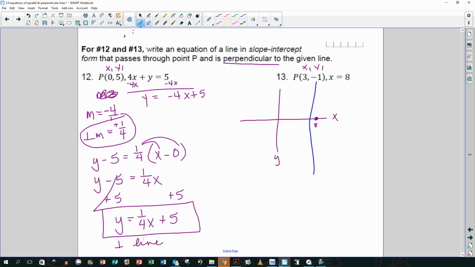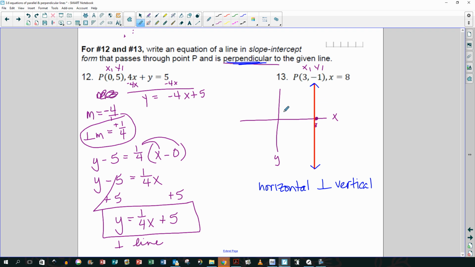So that's not what I wanted. So let me back that up. All right, give me my line segments. So you have a vertical line through the point. So this is x equals 8. Well, if I want a line that's perpendicular, then horizontal lines are perpendicular to vertical lines. So horizontal is perpendicular to vertical.